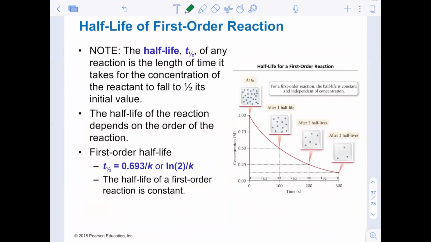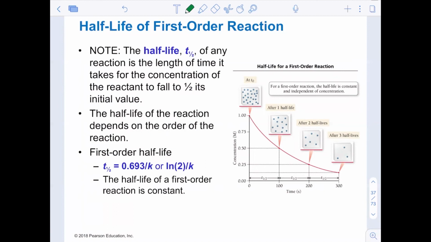Let's talk a little bit about half-life again. There are many ways to calculate this half-life idea, but a half-life by definition, the half-life of any reaction, is the length of time it takes for the concentration of reactants to fall to 1/2 of its initial value. The half-life of a reaction depends on the order of the reaction. So we see, especially in that previous chart, table 14.2 in your textbook, that each order, zero, first or second order, has a different calculation for half-life.